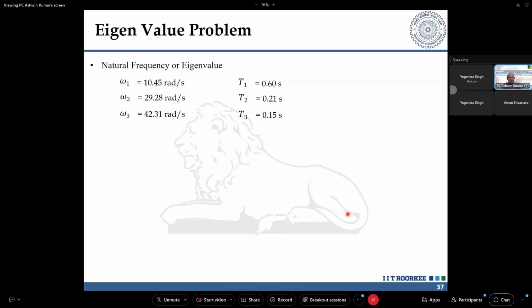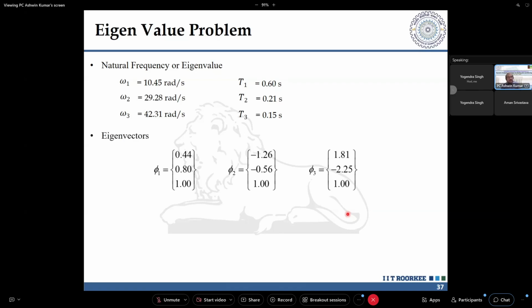Whereas the time period corresponding to omega 1, T1, is 0.6, then it reduces to 0.21, then to 0.15. Even though there are three natural frequencies and three corresponding natural periods in the equations, the fundamental one we are now going to define. Why did I call omega 1 equal to 10.45 radians per second the fundamental frequency, or T1 as 0.6 second the fundamental time period of the structure?